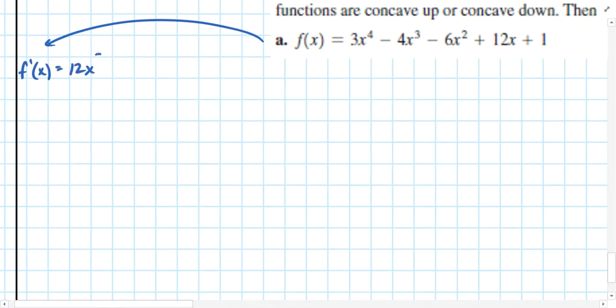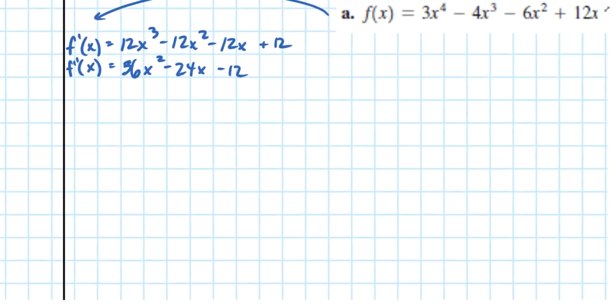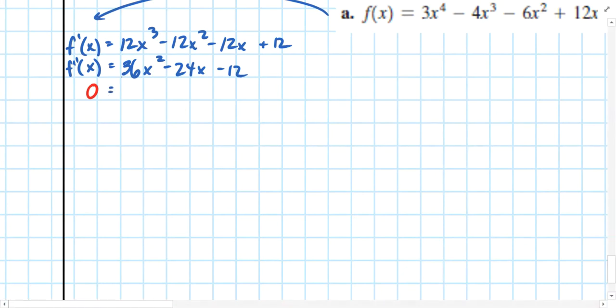Well, this function should look familiar to you. We've got 12x cubed minus 12x squared minus 12x plus 12. And then immediately we'll compute our second derivative, and that's 36x squared minus 24x minus 12. Now, we would like to know when this second derivative is greater than 0 and when it's less than 0. So to make that easier, we'll just go ahead and find where the function is equal to 0, and then we'll consider points on either side of that to determine whether the derivatives are positive or negative.